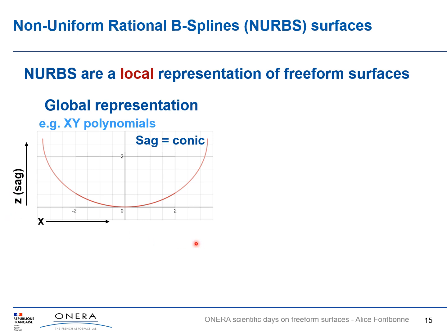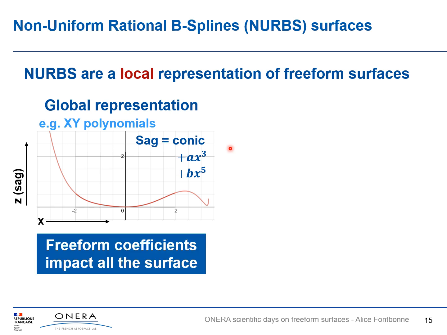And if you want a freeform surface, you can use the xy polynomials, for example, with one coefficient like this one, and another coefficient like this one. And you can see that freeform coefficients impact the whole surface. At the same time, it impacts even this part of the surface, which is not manufacturable anymore.